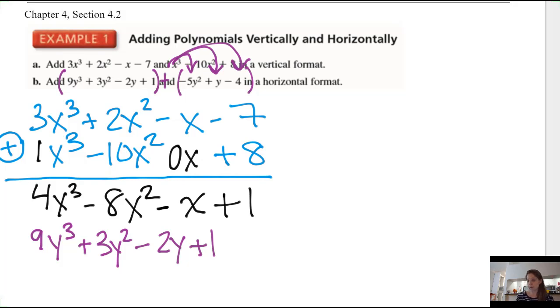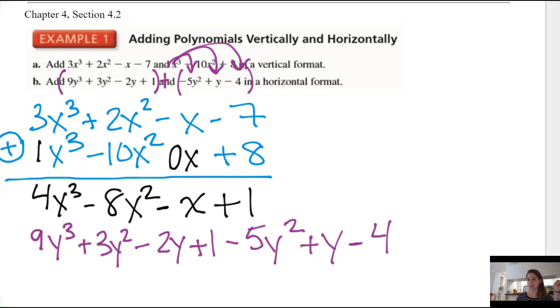So positive 1 times negative 5y squared is negative 5y squared. Plus 1 times a plus y is just still plus y. Plus 1 times a negative 4 is negative 4. Okay, so I get rid of the parentheses, and now I combine like terms.